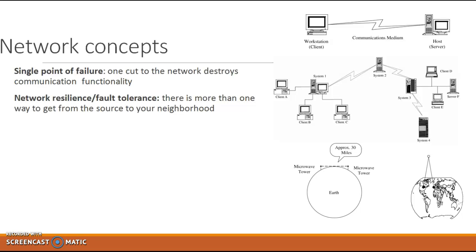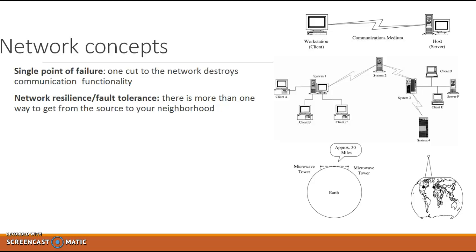Here we see the different concepts of communications: single point of failure, network resilience, and fault tolerance. What do you mean by a single point of failure? It means that one cut to the network destroys the communication functionality. If one point is cut in a network, the whole network goes down and is not working.